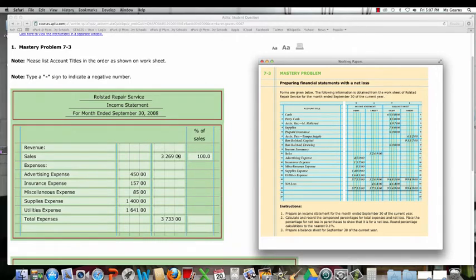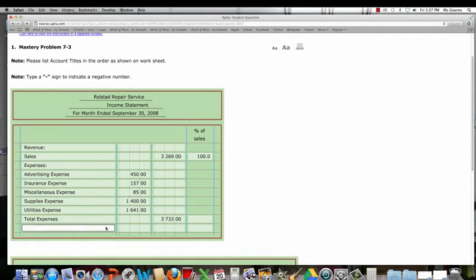But notice in this problem, my sales is a smaller number than my expenses. That means we lost money this fiscal period. So I'm going to have a net loss in this problem. And I'm still going to complete my steps the same way.